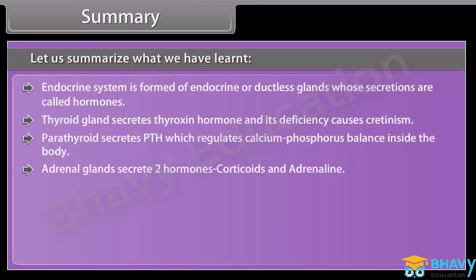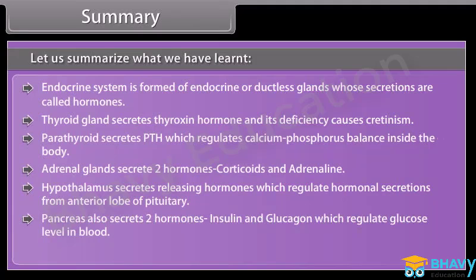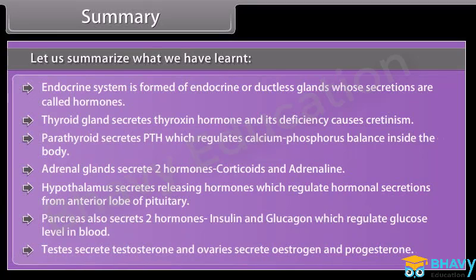Adrenal glands secrete two hormones, corticoids and adrenaline. Hypothalamus secretes releasing hormones which regulate hormonal secretions from anterior lobe of pituitary. Pancreas also secretes two hormones, insulin and glucagon, which regulate glucose level in blood. Testes secrete testosterone and ovaries secrete estrogen and progesterone.